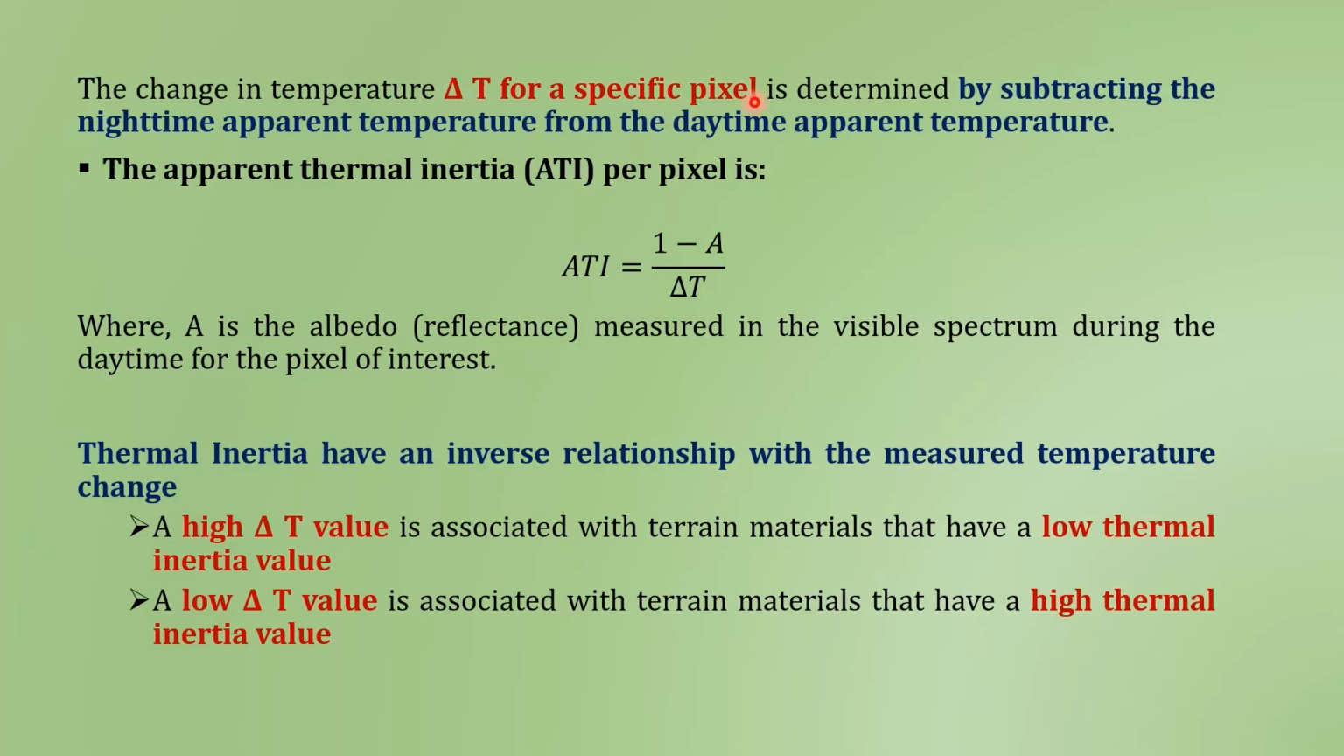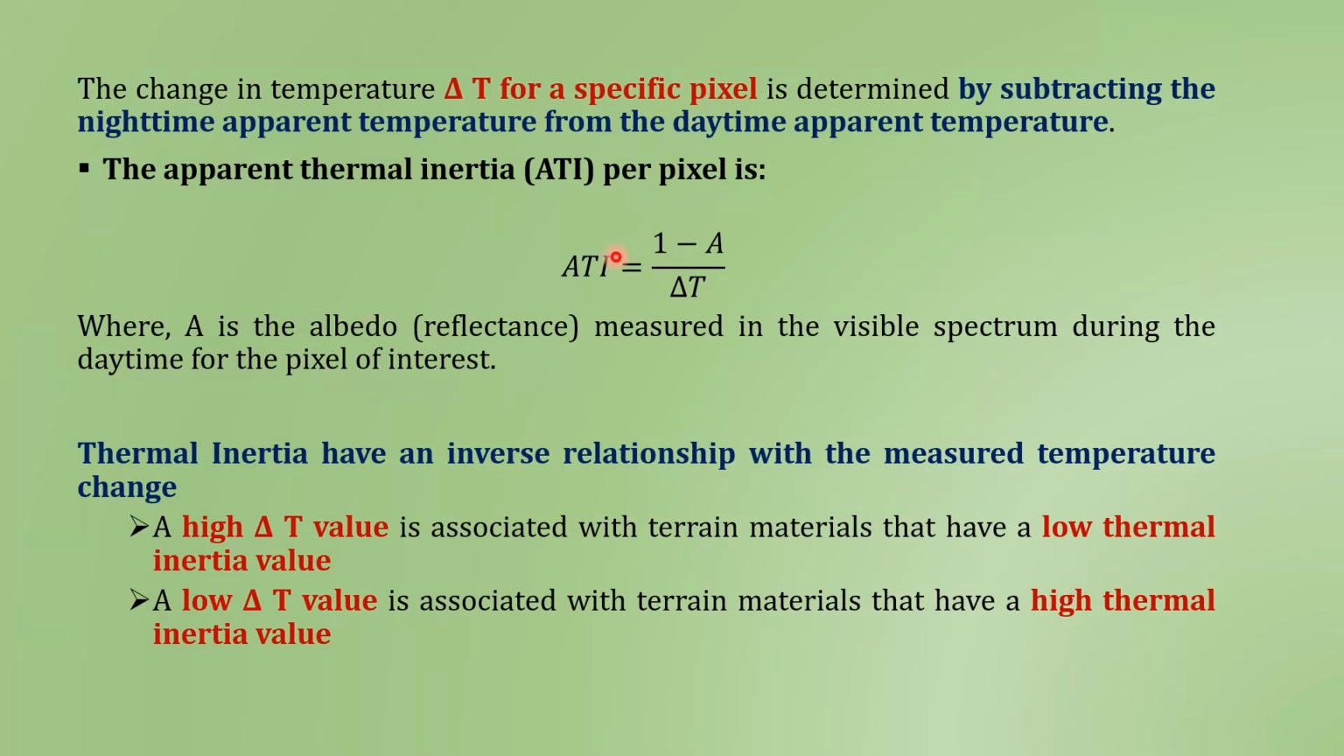And it is determined by subtracting the nighttime apparent temperature from the daytime apparent temperature, and apparent thermal inertia per pixel can be calculated using this formula: (1 minus A) divided by delta T. So this delta T is the change in temperature for a particular pixel, and this capital A is the albedo or the reflectance, which is measured in the visible spectrum during the daytime for the pixel of interest.